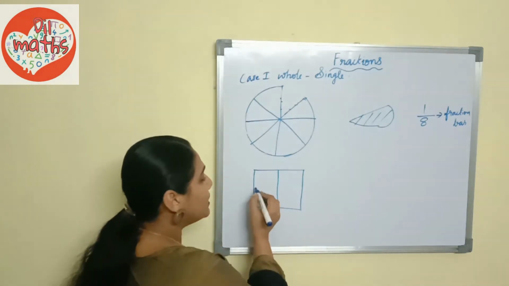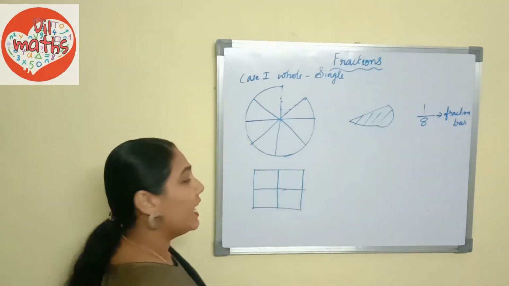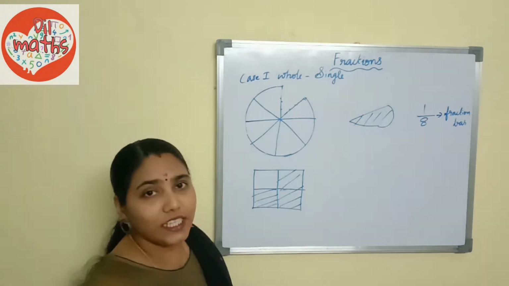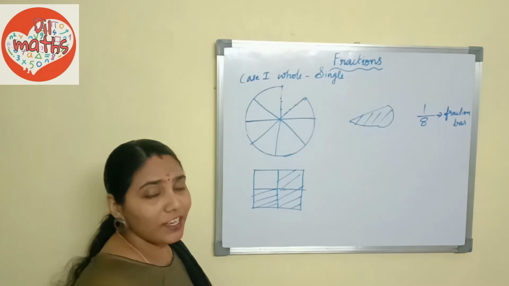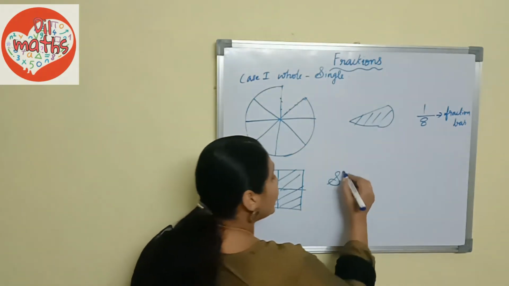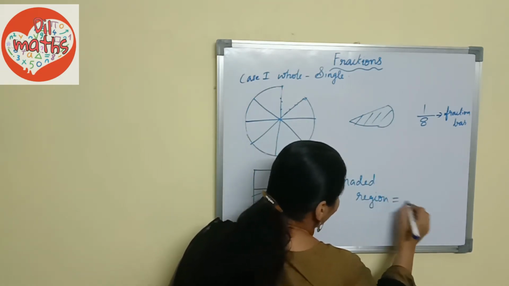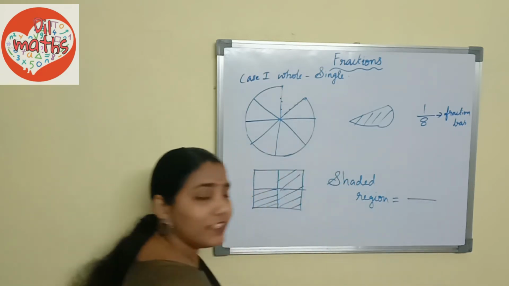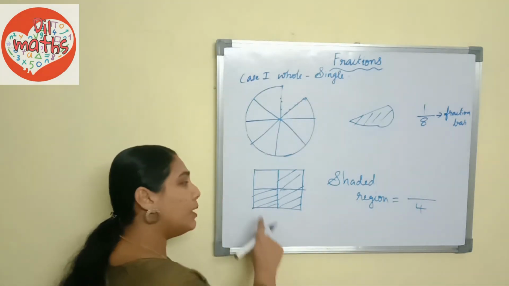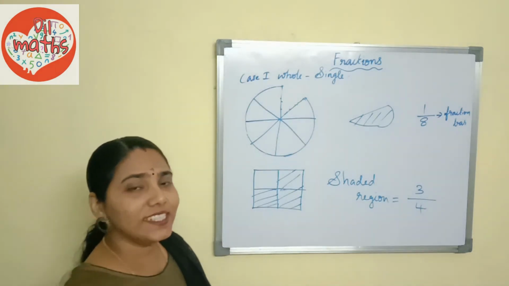I took a paper here and I divided that into 4 equal parts. And out of that 4, I shaded 3 parts. I want to represent the shaded region by a fraction. So how many equal parts are there? 4 equal parts are there. Total number of parts will come in the denominator. So 4 equal parts, that will come in the denominator. And how many parts shaded? 1, 2, 3. 3 parts shaded, that will come in the numerator. So the fraction is 3 by 4.